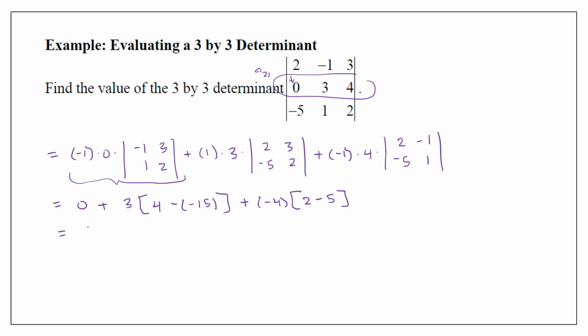We can simplify some more. So 3 times 4 minus a negative 15 is going to be 19, plus negative 4 times 2 minus 5, which is negative 3. So 3 times 19 is 57. And then we have plus 12, which equals 69. Okay. So the value of this determinant is 69.